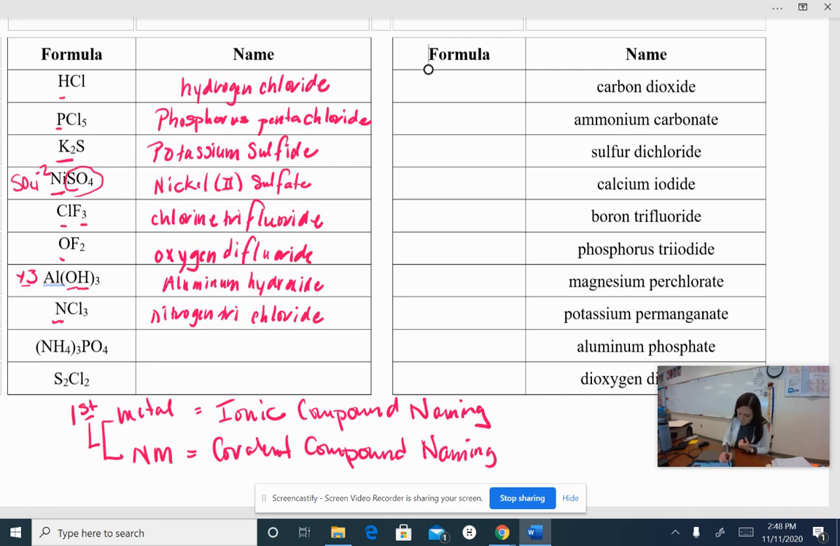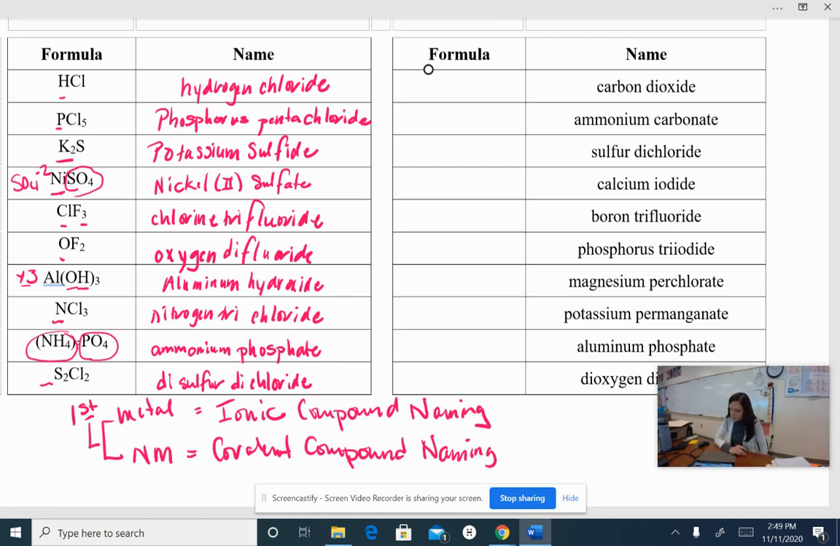Okay, we've got 2 polyatomics here that we need to look up. The first one, if you remember, NH4 was called ammonium. So we're going to just put the name of the polyatomic, ammonium. And the last one, PO4, was phosphate. So phosphate. Ammonium phosphate. Non-metals, so we're going to use covalent. So disulfur, dichloride.